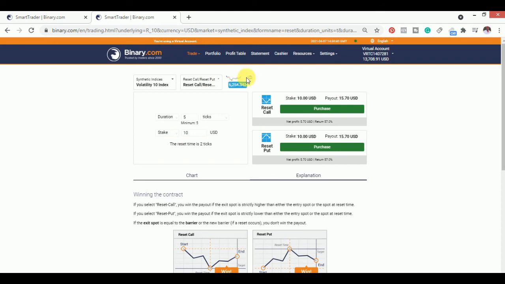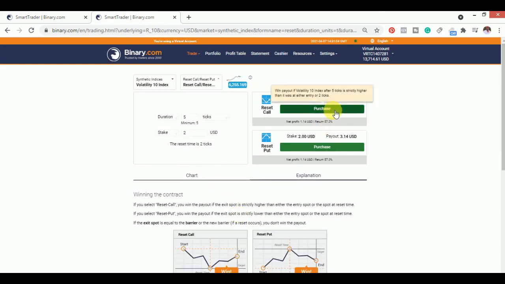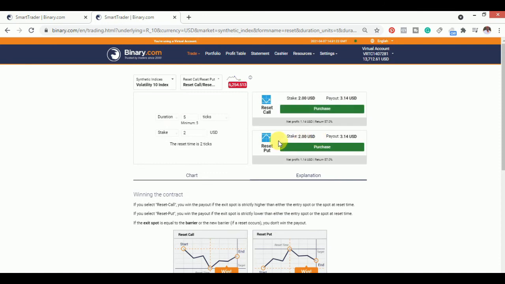All right, so if you know how to read the warm and the last digits here, then you should know how to use these 5 seconds very effectively on reset call and reset put. Those that are using a very small account, probably you might not be able to use $10 to place a trade. You might be using $2 per trade, which means the outcome of one single trade will be about $1.14, or maybe with $1, the outcome of one trade will be $2.14. You can see here it creates a second barrier that gives you more chances of winning.